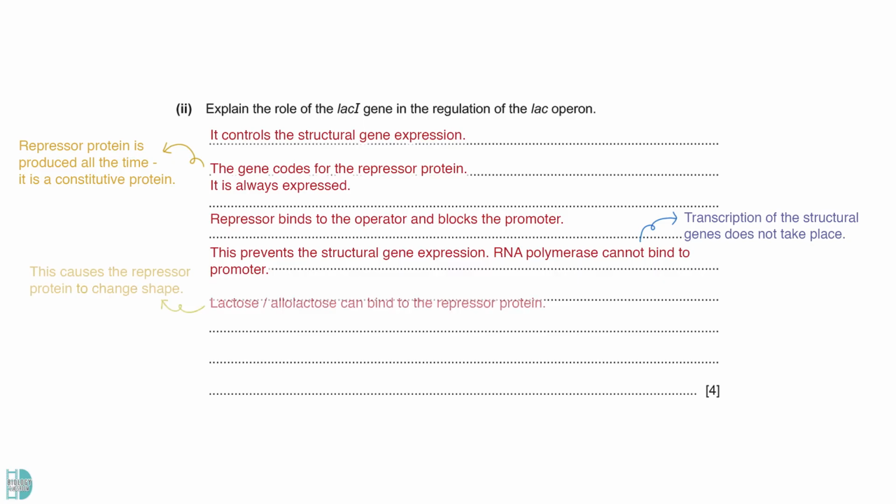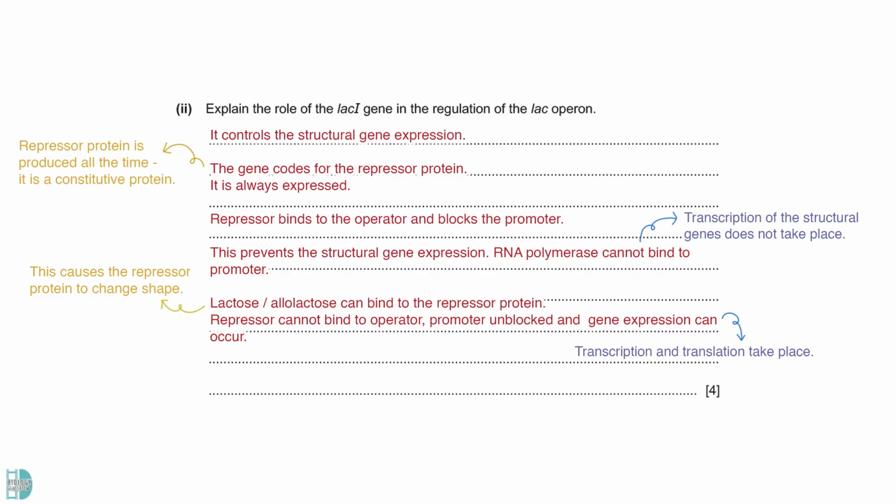However, when allolactose binds to the repressor protein, it changes shape. It can no longer bind to the operator. This causes the promoter to be unblocked, and hence gene expression can occur. Transcription and translation take place. The proteins coded by the structural genes will then be synthesized.